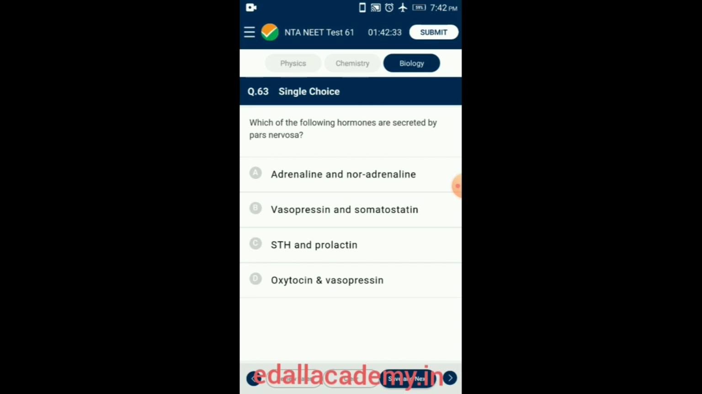Vasopressin acts mainly at the kidney and stimulates the reabsorption of water and electrolytes by distal tubules and thereby reduces the loss of water through urine. This is called diuresis. Hence, it is also called antidiuretic hormone or ADH. So the answer for this question is option D, oxytocin, vasopressin.